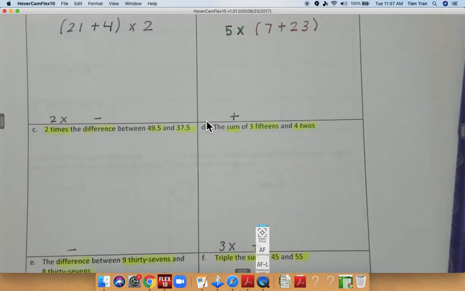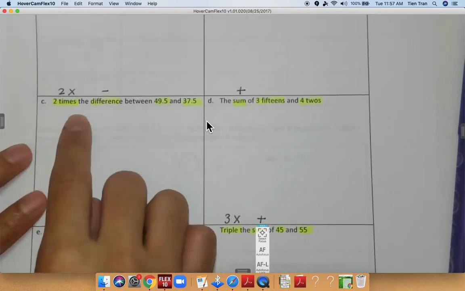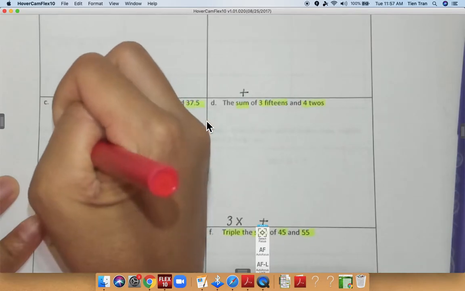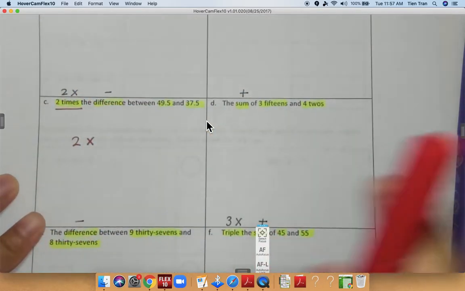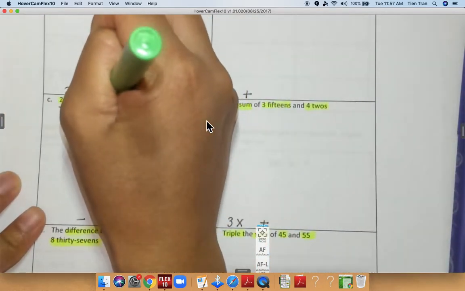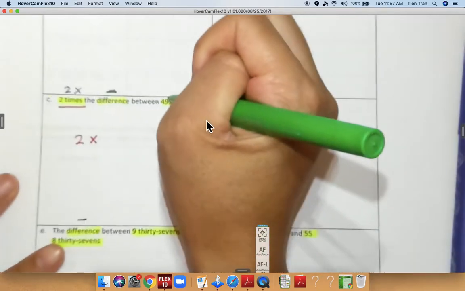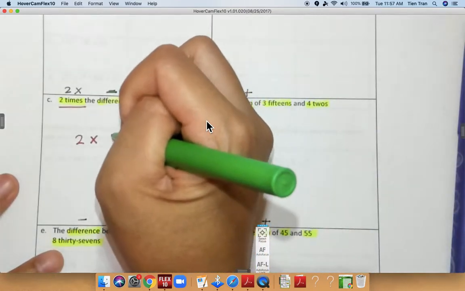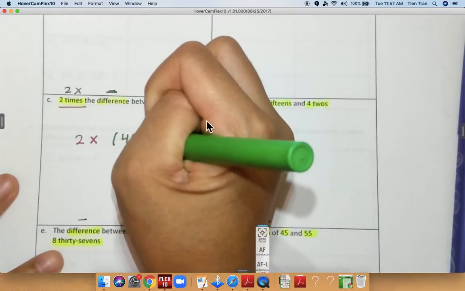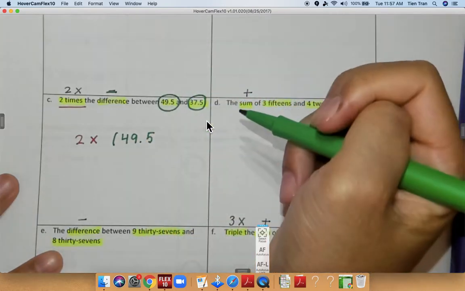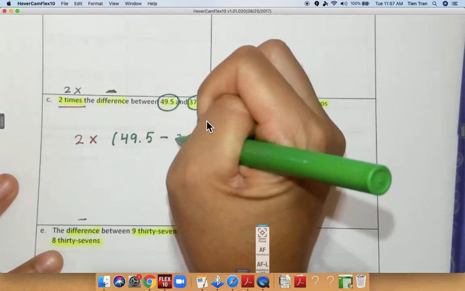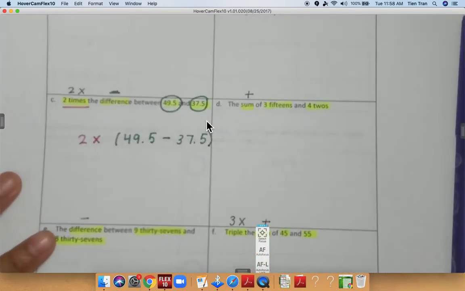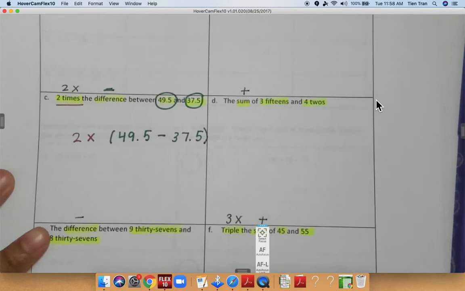Okay, now problem C, it says right here 2 times. So that means that I am multiplying 2 times. It says the difference. Difference means to subtract. What are you subtracting? It tells me right here 49.5 and 37.5. So I am subtracting 49.5, or 49 and 5 tenths, minus 37 and 5 tenths. And that is all you have to do. You're just writing down the equation.